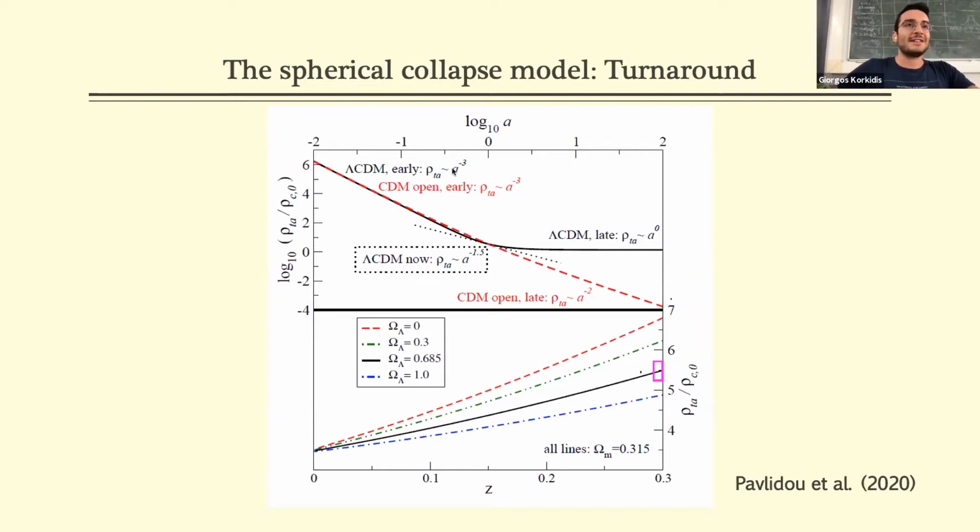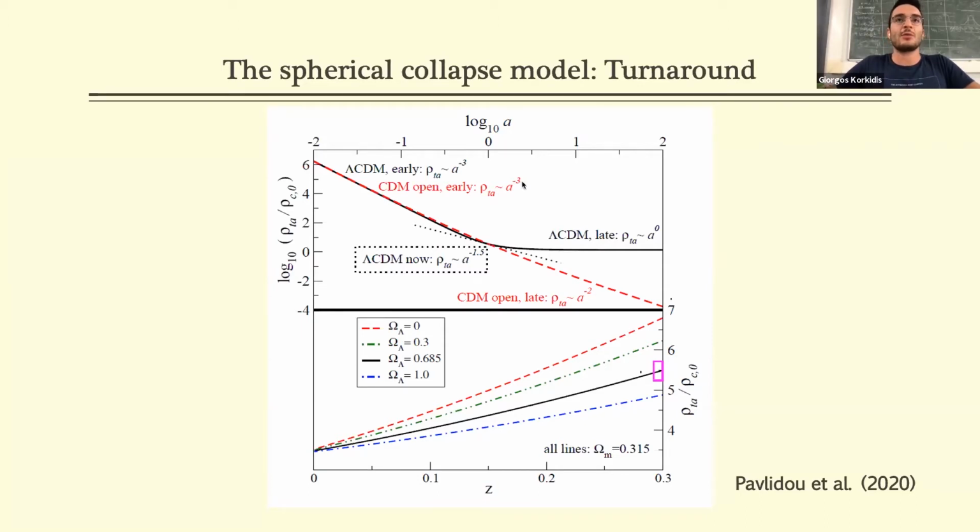And as we see, initially, when matter dominates the overall content in the universe, both models agree: the one with a cosmological constant, the black solid line, is the concordance model, and the dashed red line stands for an open CDM model. The prediction of the spherical collapse model for the turnaround density agrees for both of them at early times when matter dominates. But subsequently, at late times and close to a value of 1 for the scale factor, we expect that the existence of a cosmological constant will be imprinted in the value of the turnaround density.